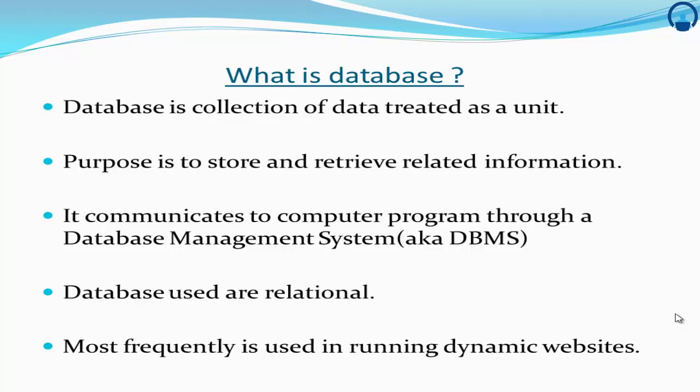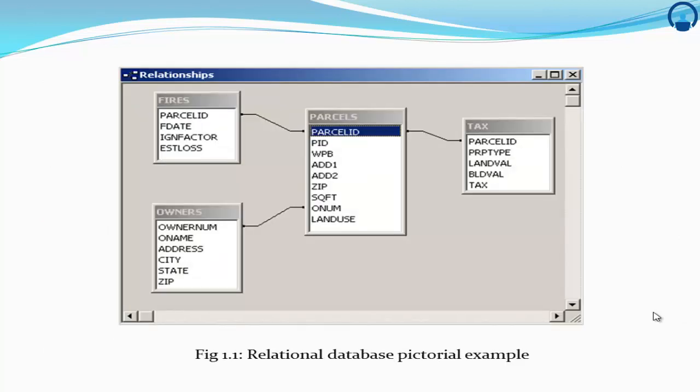Most frequently, databases are used in running dynamic websites, which we just discussed, like Facebook and Google, the most famous examples. Talking about the relational database, this is a pictorial example of what I was talking about. Suppose parcels is a table which contains columns like parcel, PID, and address 1, address 2. Fires, owners and tax are 3 different tables. You can see fires have some relation with the parcels, owners have some relation with the parcels through the owner name or number, and the parcels table has some relation with the tax. So these 3 tables in a database have some relationship. This is called a relational database. A column of a particular table will have a relation with another column or table.